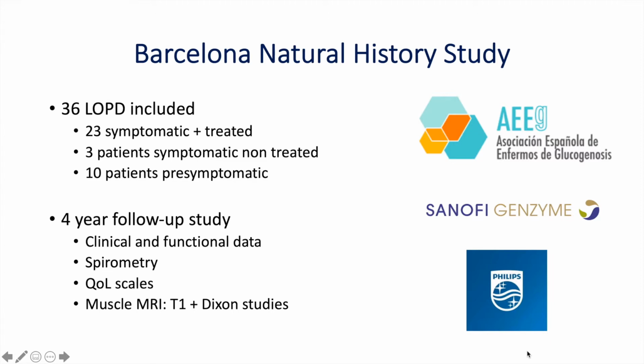with clinical and functional data every year, spirometry, quality of life scales, and a muscle MRI. And this was performed in Barcelona in Hospital Sant Pau once per year. This study was supported by the Spanish Association of Patients with Glycogenosis, by Sanofi Enzyme, and was only possible thanks to a collaboration with Philips.